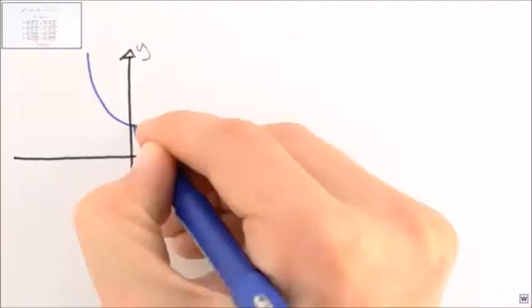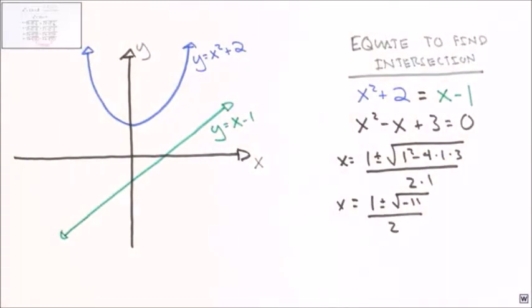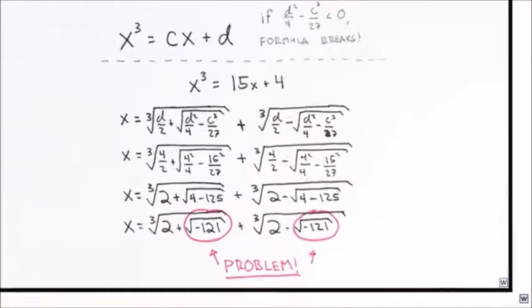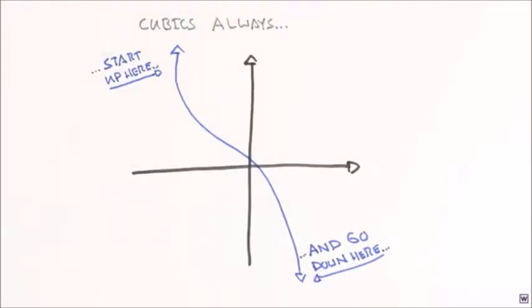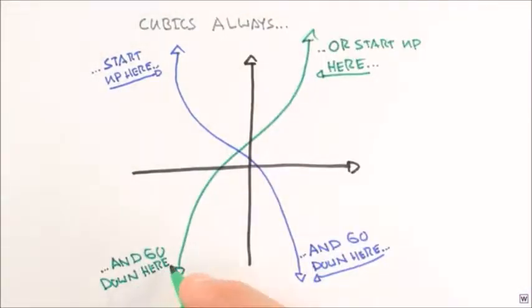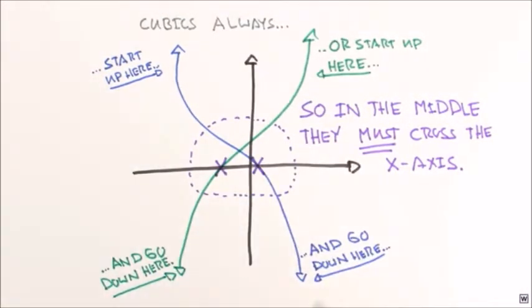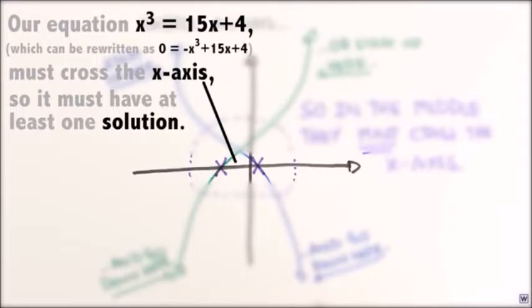Now, this certainly wasn't the first time the square root of a negative had shown up. Usually mathematicians would interpret this as the problem's way of saying there are no solutions, and in many cases this is true. However, in this case, we know there is at least one solution because of the way cubics are shaped. Regardless of their coefficients, cubic functions will always cross the x-axis at least once, meaning that our equation, x cubed equals 15x plus 4, will have at least one real solution.